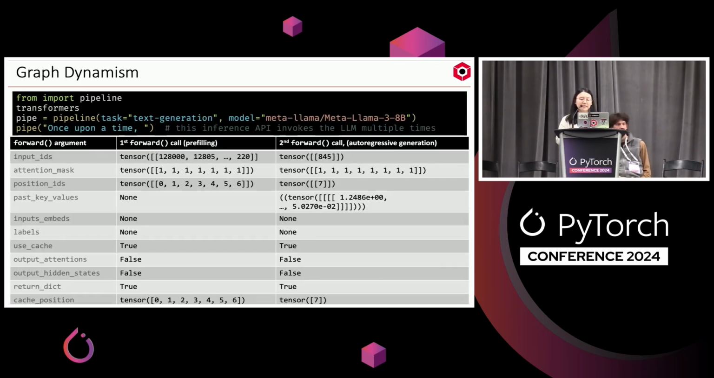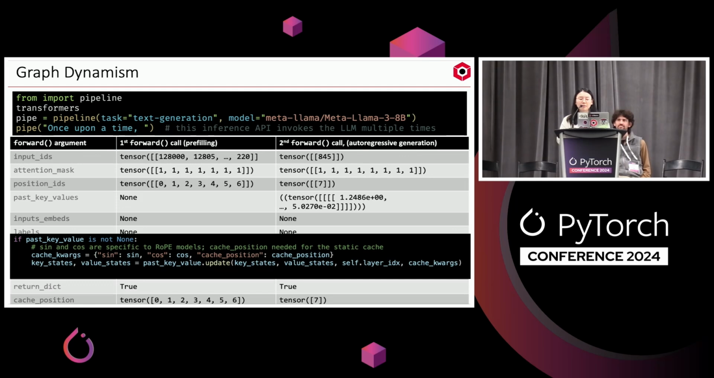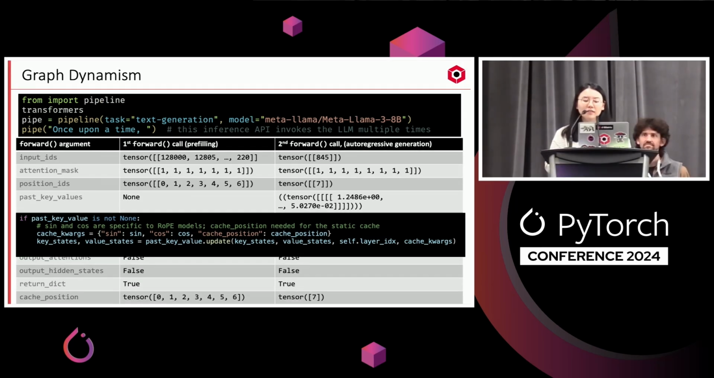Consider a Llama, for example. The pipeline callable triggers the generate method of the Llama model, which iteratively calls the forward function. By analyzing the input arguments to the forward function, we see that the input differs between the first and the second forward call. And if we dive into the Llama model's forward function code, we see that some input arguments are conditional, controlling which blocks of code to execute. For example, if past_key_values is not None, additional code is triggered for handling KV cache, resulting in a different computation graph.